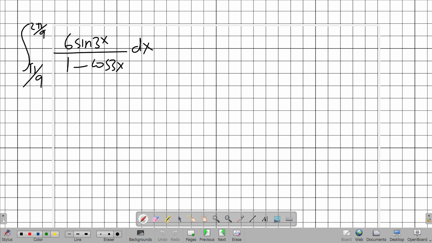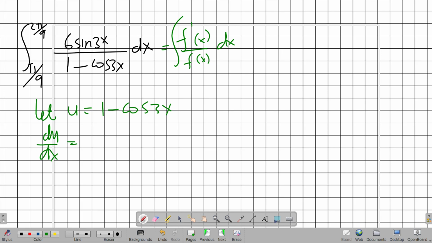Another one is 6 sine 3x over 1 minus cos 3x. As you can see, this criteria has been satisfied by quickly inspecting. The denominator gives you the derivative of the numerator. So you can simply say let u be equal to 1 minus cos 3x, and du over dx is equal to minus, so that's minus here, that's negative, cancels each other, 3 sine 3x, function within a function. So the chain rule is very important. So du over 3 sine 3x replaces dx like this.